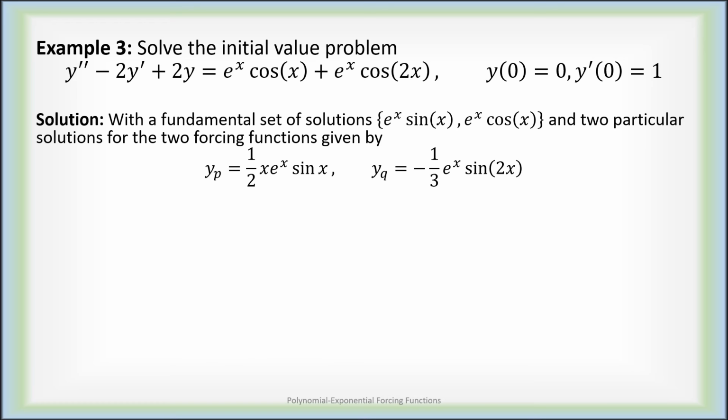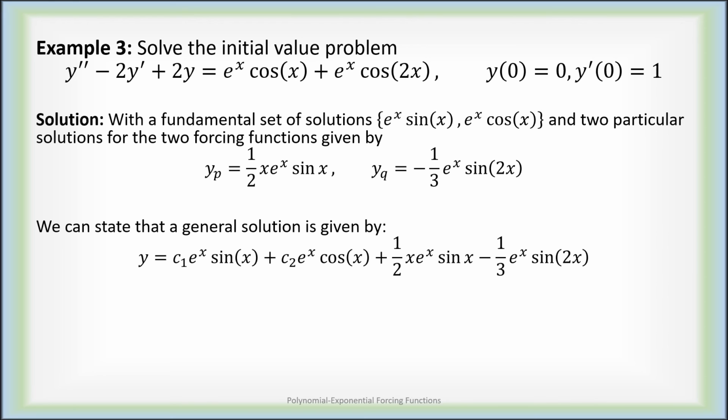So we know a fundamental set of solutions to the complementary equation, and we found two particular solutions to give each of the individual components of the forcing function, yp and yq. Therefore, a general solution to our differential equation must be given by some linear combination of the fundamental set of solutions plus the two particular solutions we found.